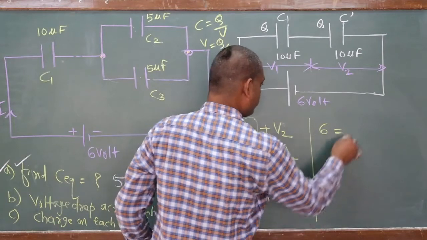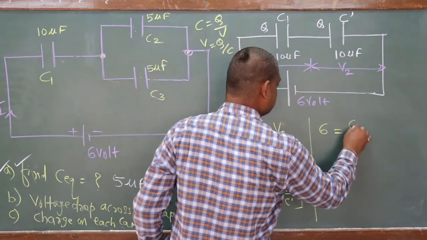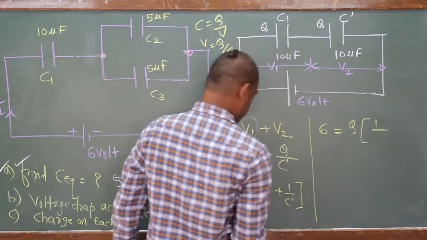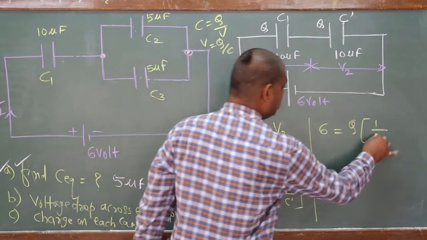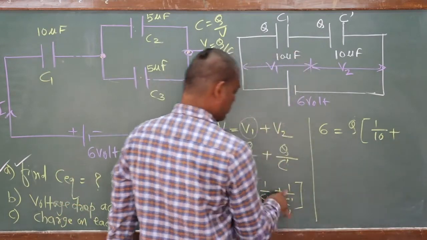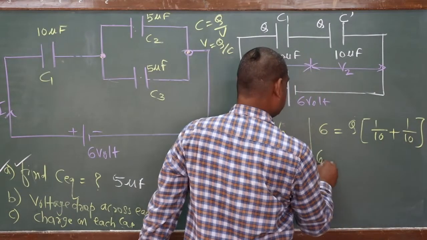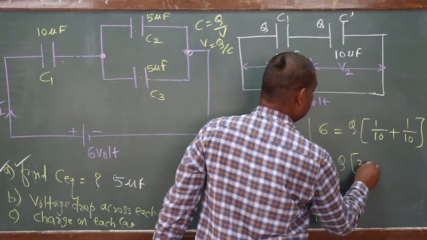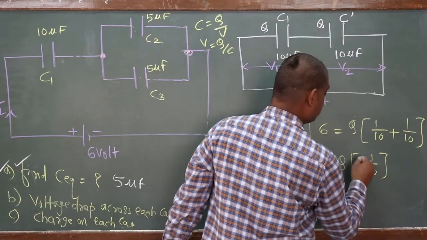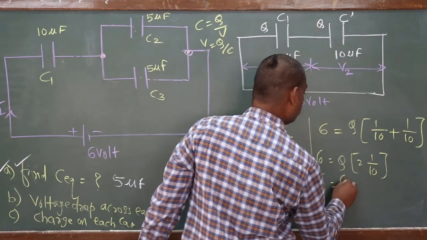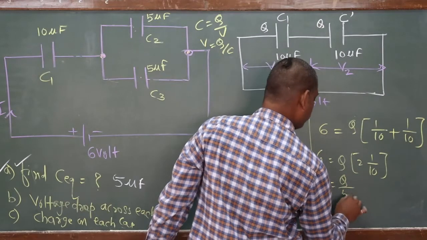6 equal to Q remains as it is, 1 by C1 equal to what? 10 microfarad plus what is C dash? It is again 10 microfarad. So 6 equal to Q as it is, 2 times 1 by 10, it becomes 5. 6 equal to Q divided by 5.